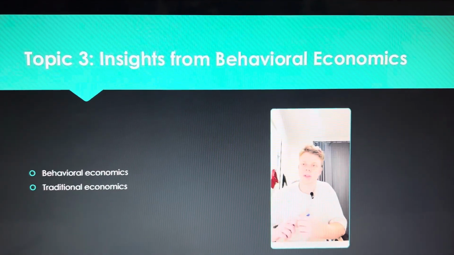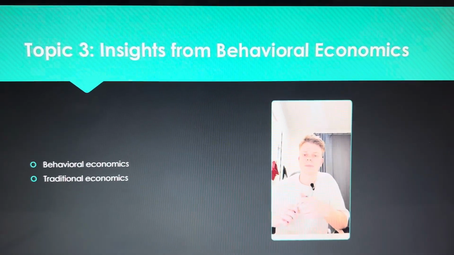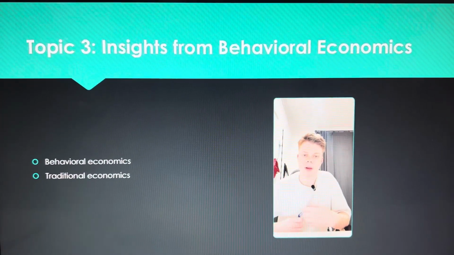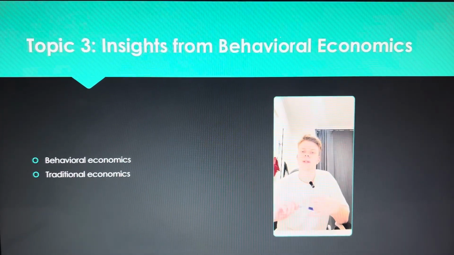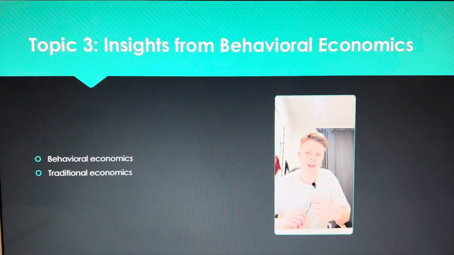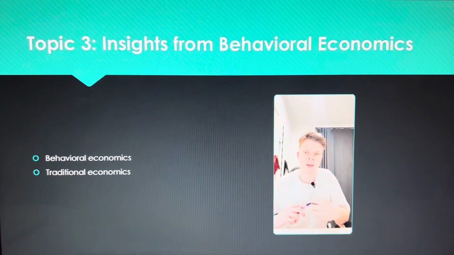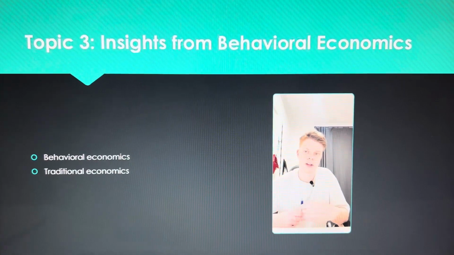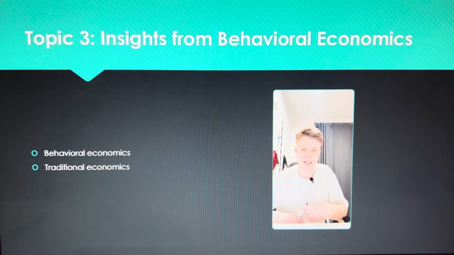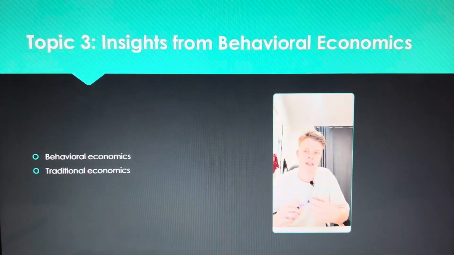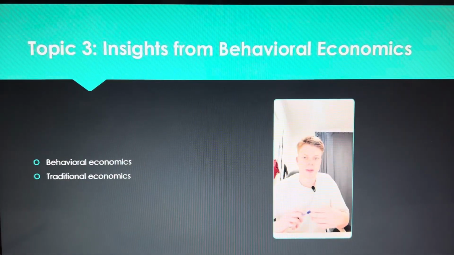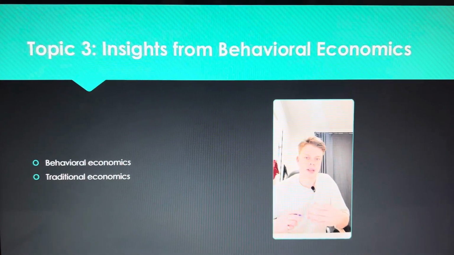So, on to topic number 3. In this topic, we're talking about insights from behavioural economics. So we'll be talking about behavioural economics and traditional economics. Traditional economics assumes individuals make rational choices to maximise their well-being. So if healthier food is better for us, we'll choose it. But in reality, that's not often the case. Behavioural economics recognises that decision-making is influenced by psychology, such as habits and context.